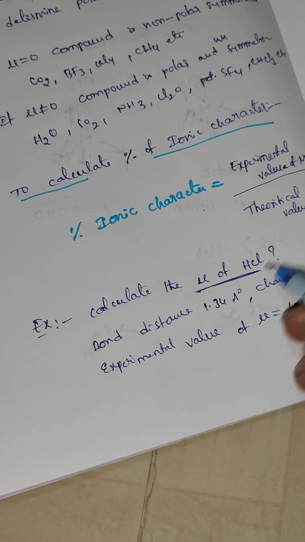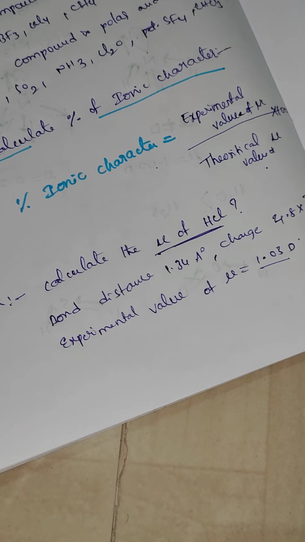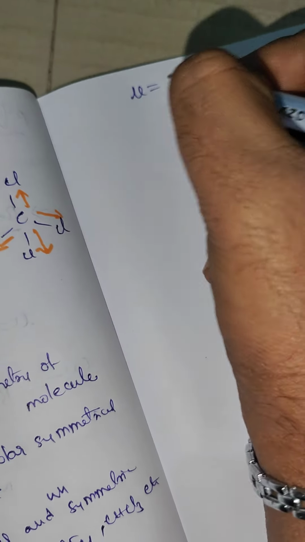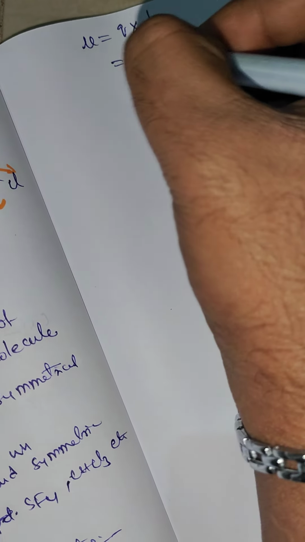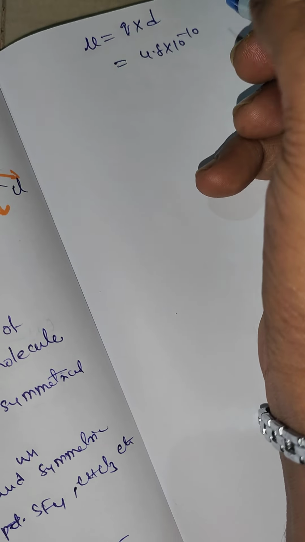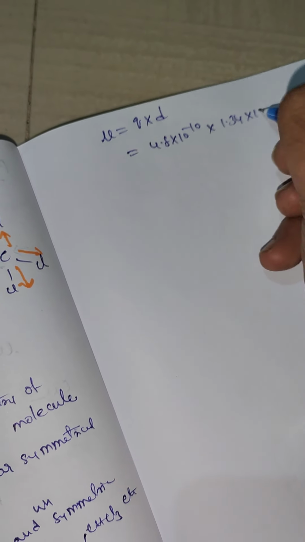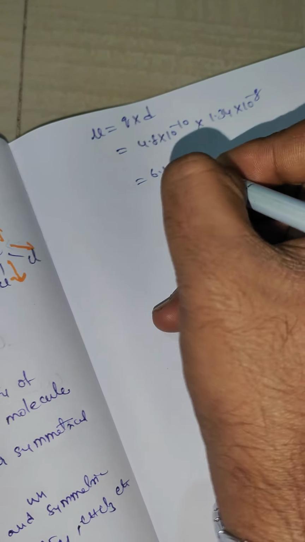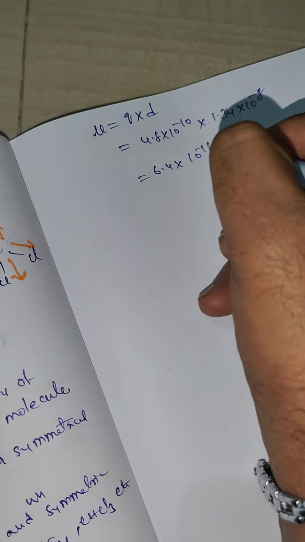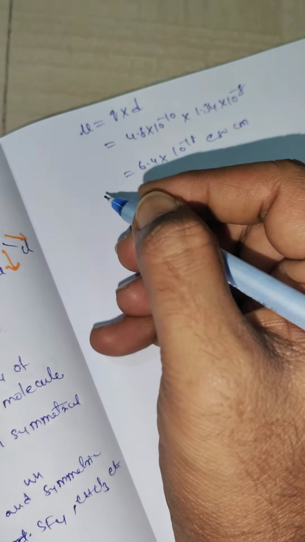The experimental value is given as 1.03, and we have to find the theoretical value. The formula is mu equals Q into d. The charge is given as 4.8 into 10 to the power of minus 10. The distance is 1.34 angstroms, converting that to 10 to the power of minus 8, you will get 6.4 into 10 to the power of minus 18 ESU centimeters. This is the theoretical value.